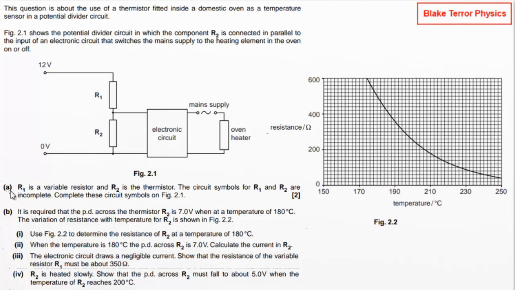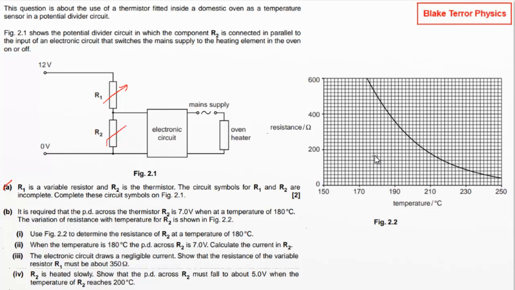Right, variable resistor R1 and thermistor R2, the circuit symbols are incomplete. So put these on. So variable resistor R1, that means we've got the arrow going through it, and the thermistor for R2 is that bent line thing. So that's just knowing your circuit symbols. Now we've got some calculations and graph work by the look of it. Required that the PD across the thermistor is 7 volts when at a temperature of 180 degrees C.